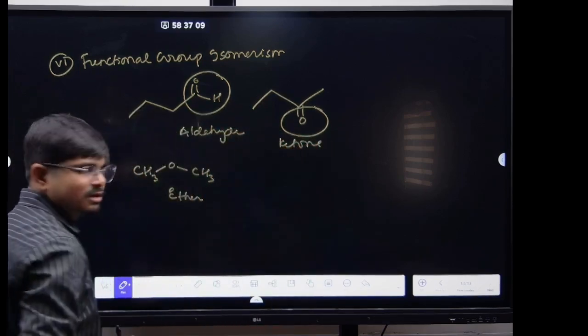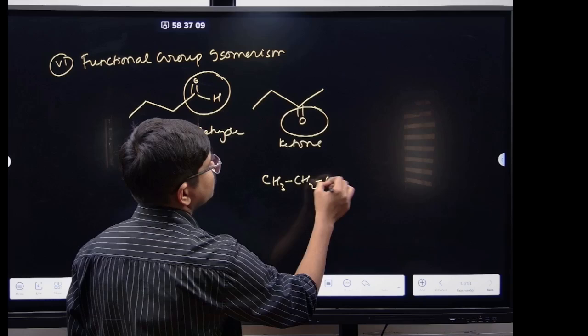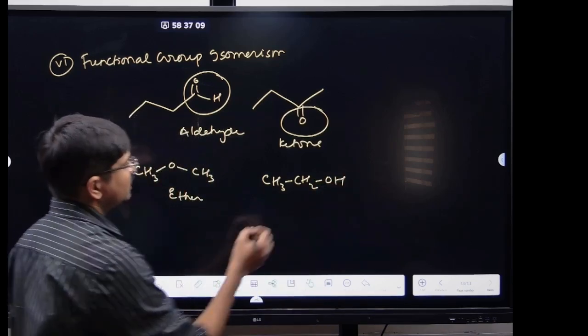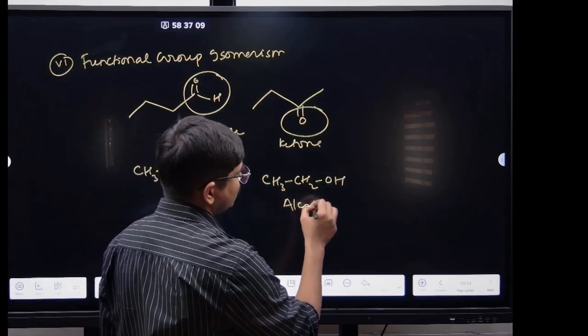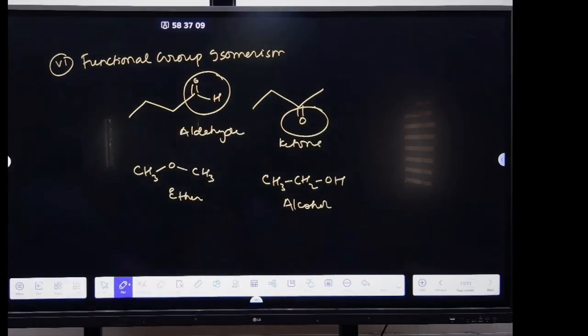Here is your ether one, and suppose I am writing like this one, CH3 CH2 and you have the OH one. The ether and you have the alcohol one, right? Got it? Both will have the same molecular formula but have different functional groups. So this is an example of functional group isomerism. Got it? Understood?